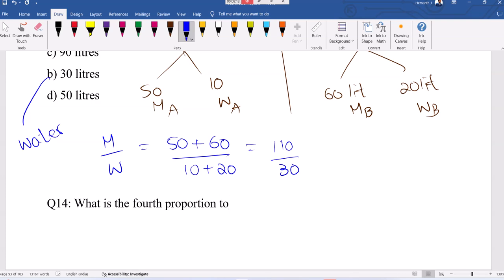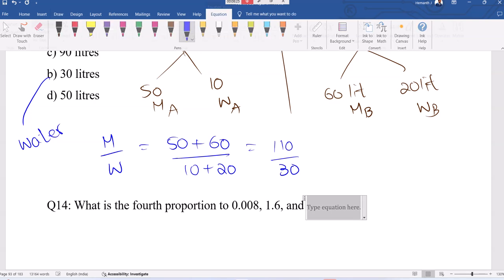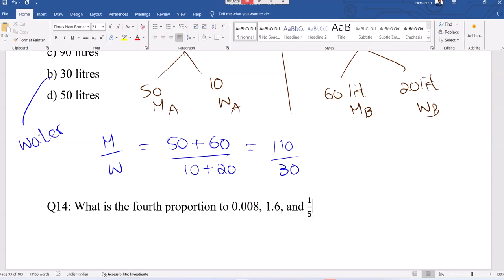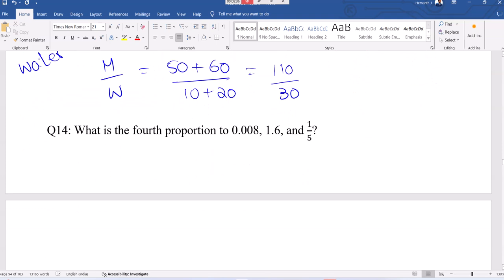What is the fourth proportion to 0.008, 1.6 and 1 by 5? They given 1 by 5. For this you need to calculate the fourth proportion. Options given: 32, 40, 48, 64.